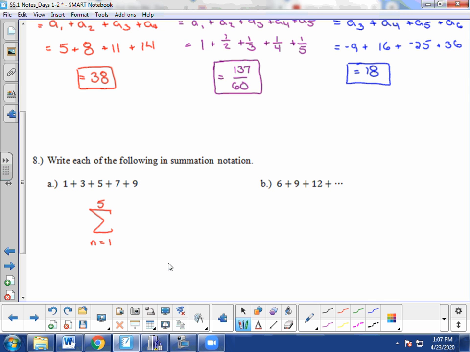Odd numbers can be found by taking any even number, which is anything that's a multiple of 2, and subtracting 1. So if you took 2 and subtracted 1, that gives you an odd number.